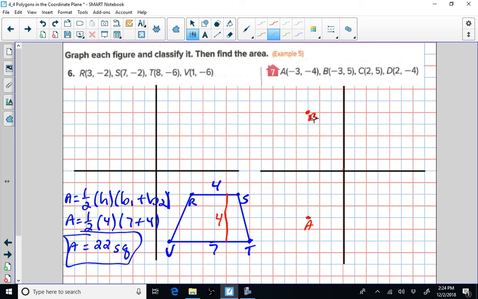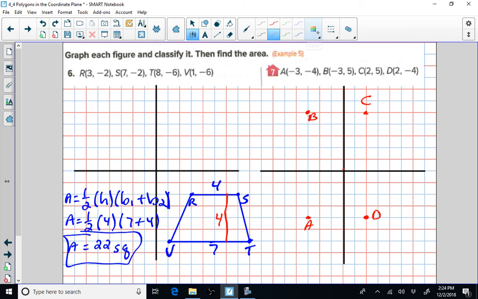Point C is located where? 2, 5. So that's right 2. 1, 2. Up 5. 1, 2, 3, 4, 5. There's 2, 5. Label that C. And D is 2 in the x direction. Down 4 in the y direction, which would be here. And I'll label that point D.